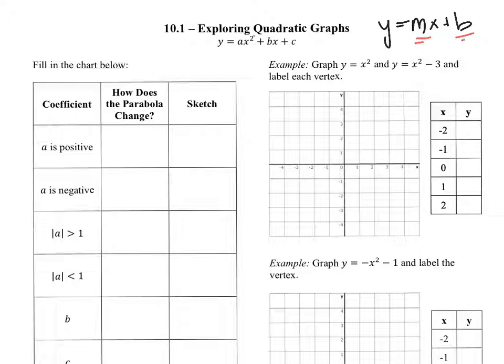A quadratic function takes the shape of a parabola. A parabola looks like a U, or it can be an upside down U. It's curvy. The general standard form of a quadratic is y equals ax squared plus bx plus c, where a, b, and c all impact the shape of the graph, which is called a parabola.